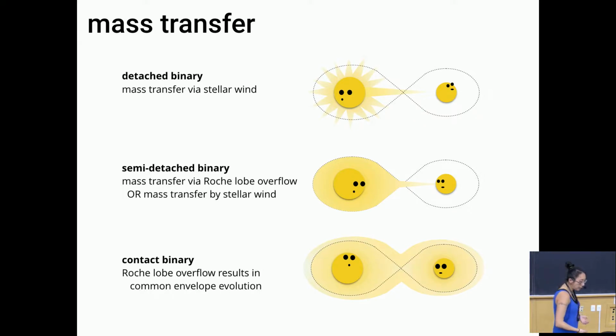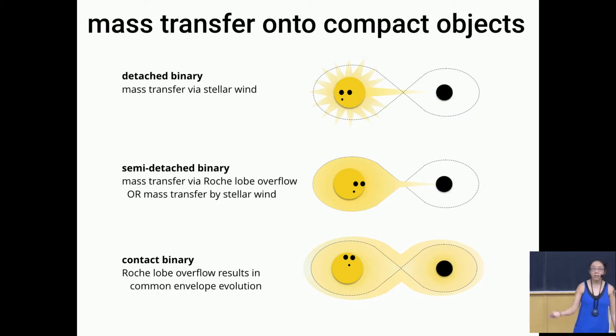In a contact binary, there's so much material around that you've overfilled the Roche lobe, and you only have one envelope of material surrounding both stars. And then you have what we call common envelope evolution. This matters because this will really change the evolution of the individual stars and the binary. A similar thing can happen if you have a compact object. If one of them goes supernova first, usually the more massive one, because more massive stars evolve quicker, you're left with a black hole, let's say. The second one will still be affecting the first one.